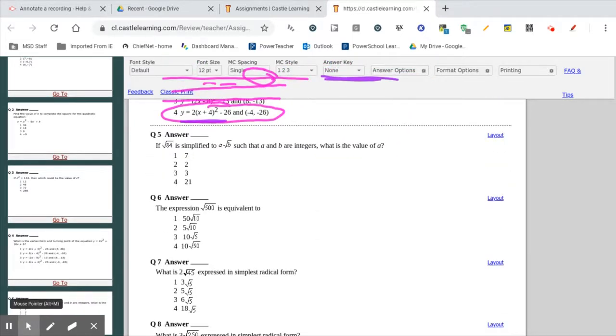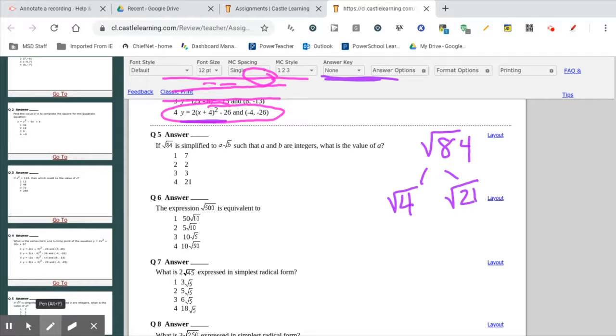Number 5, if the square root of 84 is simplified to a square root b such that a and b are integers, what is the value of a? Now all we have to do is simplify the square root of 84. So we're looking for 2 numbers that multiply to 84, one being a perfect square. Now you can check all of your normal ones, 9, 16, 25, 36, and I believe that the largest one might actually just be 4. So we have the square root of 4 and the square root of 21.